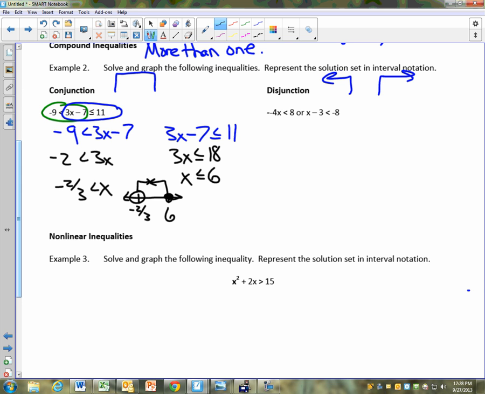That'll be fine. Same inequality. And finally, the interval notation would be negative 2/3, comma 6, and you'll put a bracket on the 6, and you'll put a parenthesis on the negative 2/3. So there we have our final solution, as it says, interval notation. So I've solved it, graphed it, and put it in interval notation. So I did all of them.